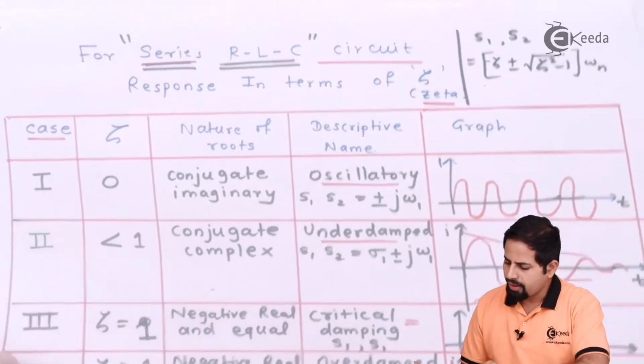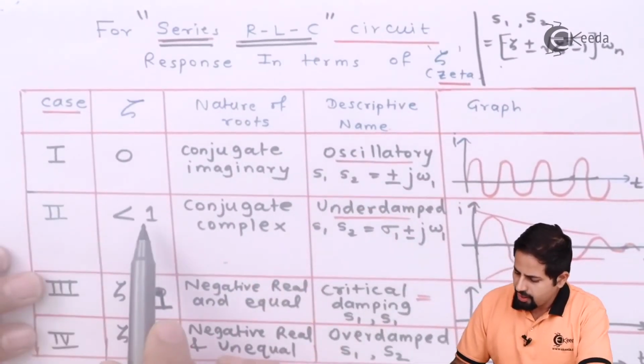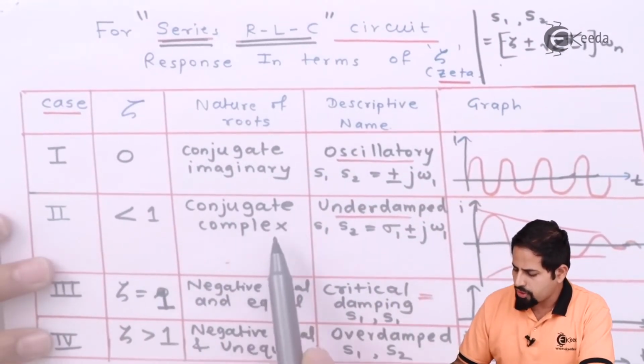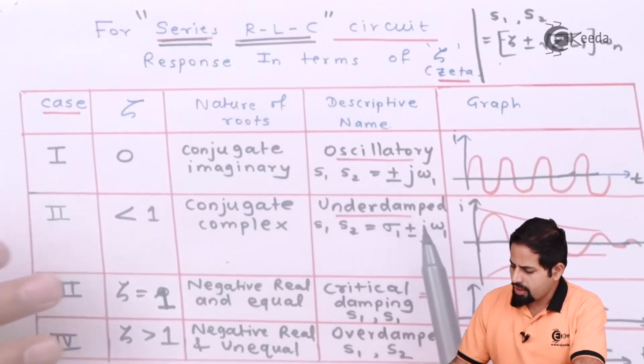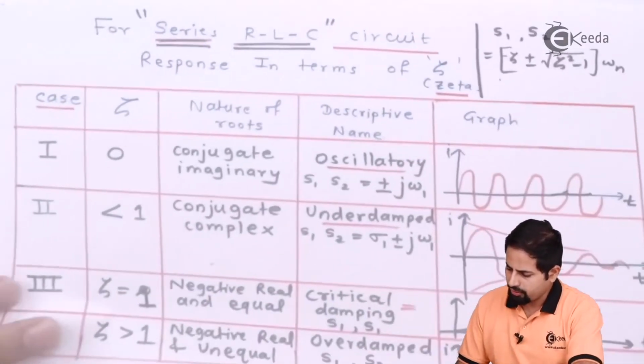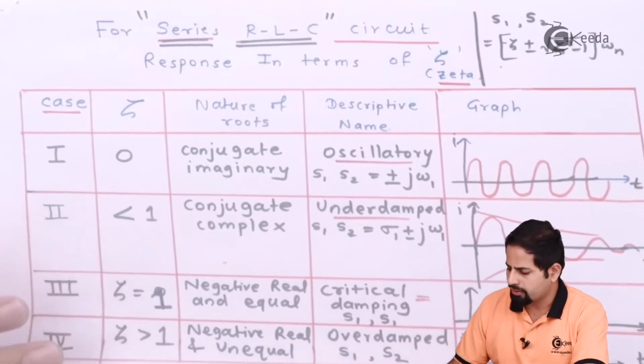Zeta is 1. But in this case, zeta is less than 1. So the less than 1 case means the second case, and that case gives us complex conjugate roots. This is the nature of roots, and this is called underdamping. So that also we have written. And the roots are of this type, sigma plus minus j omega. They are complex conjugates of each other.